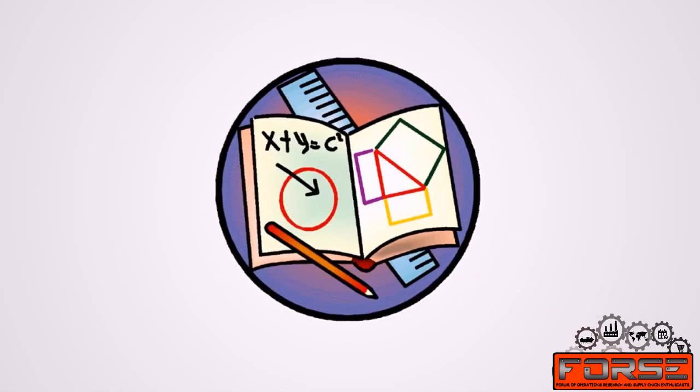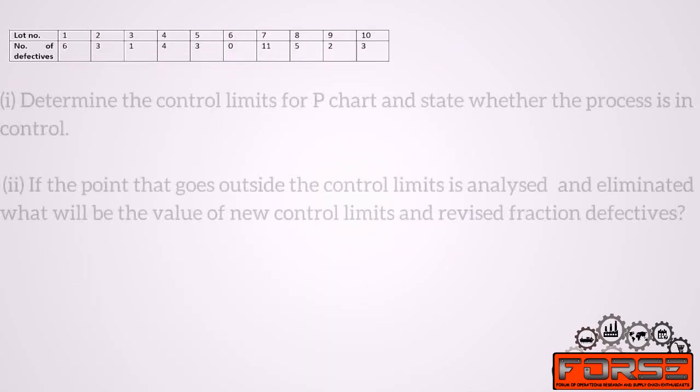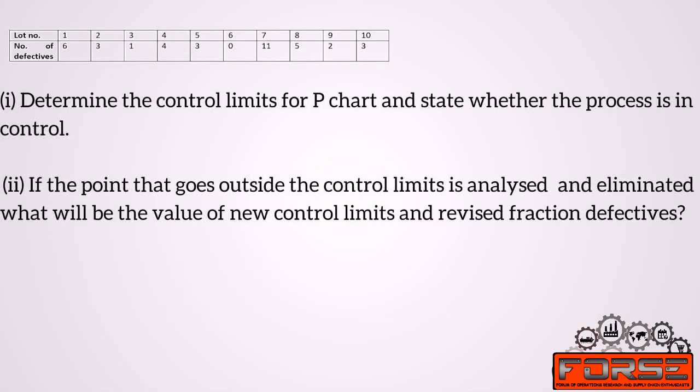Let's take a numerical example to explain how these concepts are applied in reality. The table below shows the number of defectives found in the inspection of 10 lots of 100 items each, in Mr. Johnson's cold drink company. To answer the following two questions, we first need to calculate the various control limits using a P-chart.